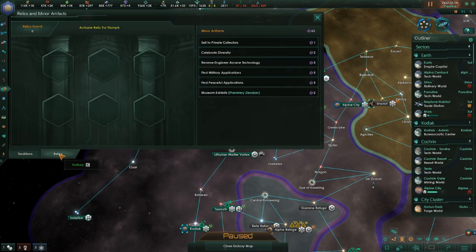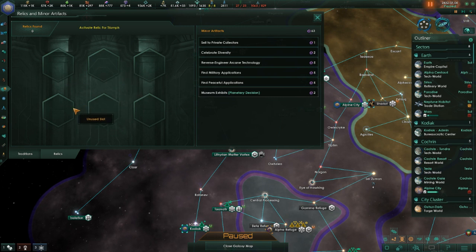Relics. Relics are major artifacts that you find that do special things. This is a very odd game because I am 232 years in, I have basically won the game, and for some reason I have no major artifacts. That's just the way this game went. It was kind of strange.